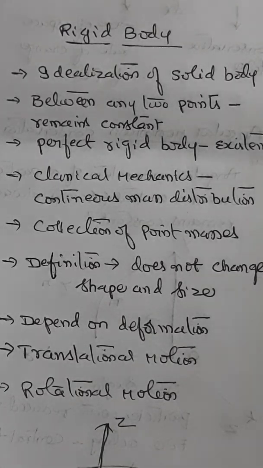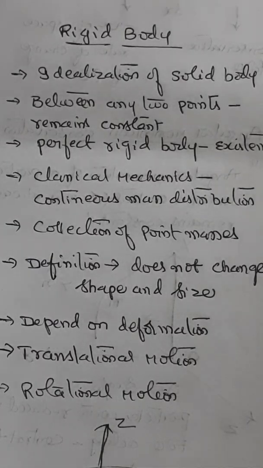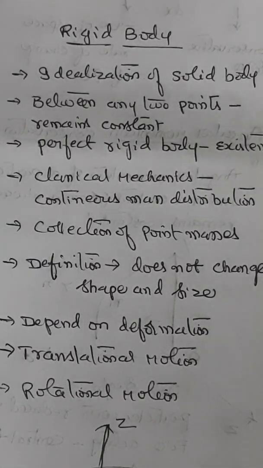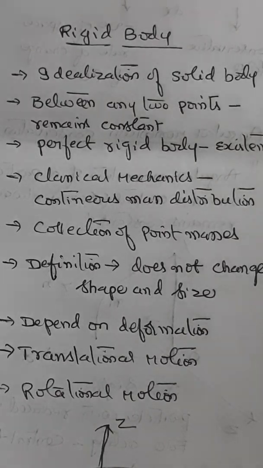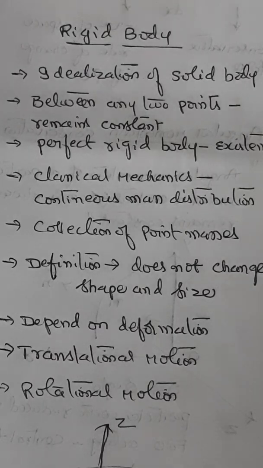We can say it is an idealization of a solid body of a very finite size which is neglected. In other words, the distance between any two given points of a rigid body always remains constant in time, regardless of the external forces acting on them. But practically, having a rigid body in real life is very difficult.